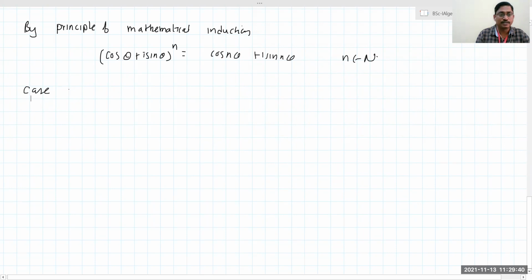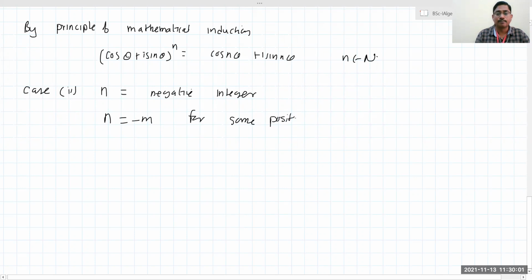Now the second case: suppose n is a negative integer. So that means n equals minus m for some positive integer m. If n is minus 5, then 5 is a positive integer.